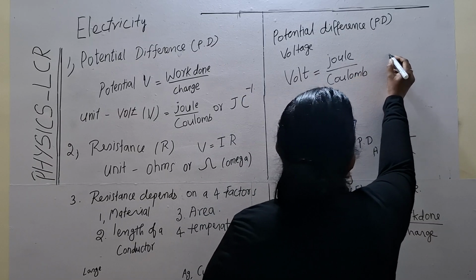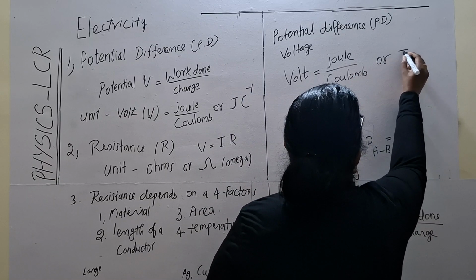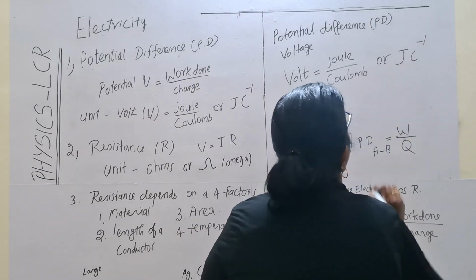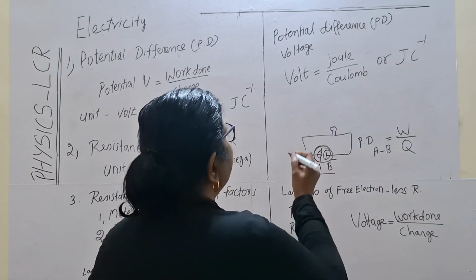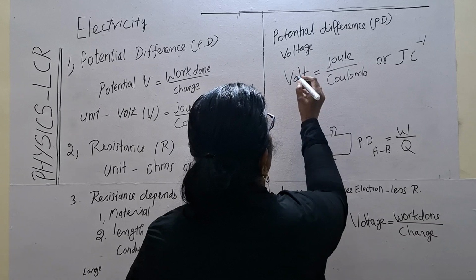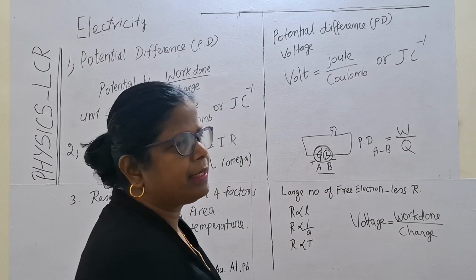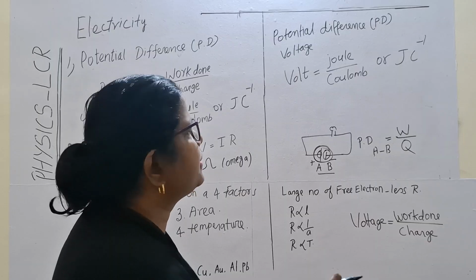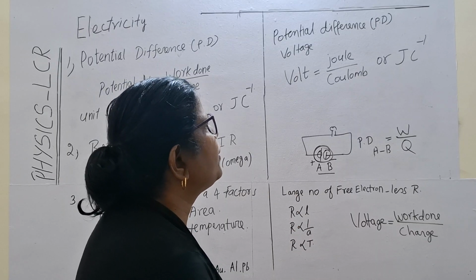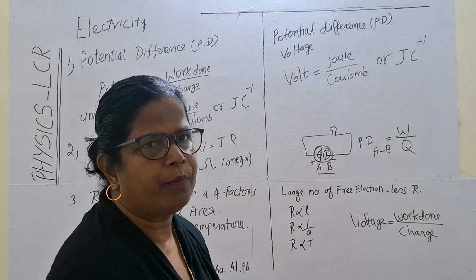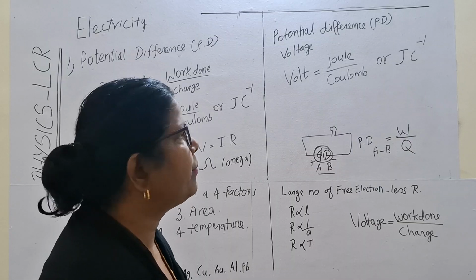So we can write it as joule per coulomb. So V equals joule per coulomb. Volt is a scientist's name; his name is given to the unit. So volt equals joule per coulomb. This is about voltage.